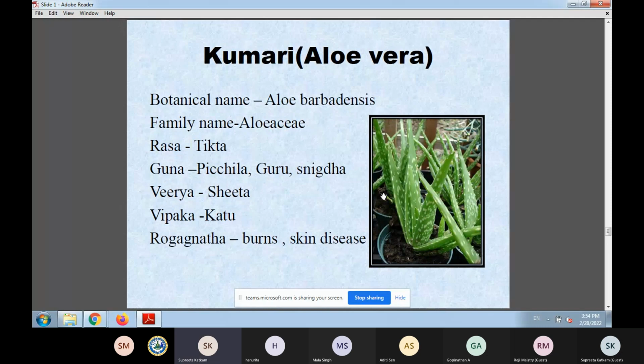Kumari, aloe vera, it's there in everyone's garden. Rasa, tikta rasa, pichila guna. Pichila is the slimy nature of it. Guru, heavy, snigdha, tikta virya, katuvipaka. It's beneficial in skin diseases and in cases of burns. In case of burns, you're in the kitchen, hot pan touches you, immediately go apply aloe vera. Or even faster than aloe vera, I think you'll find the ghee in the kitchen. Apply ghee.